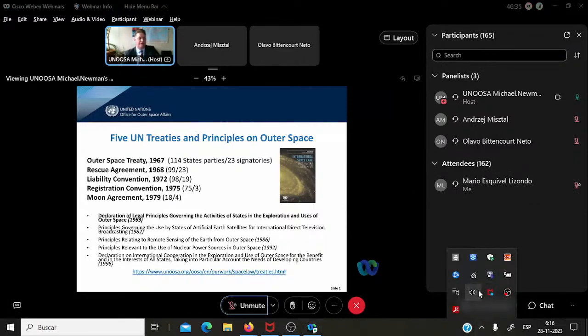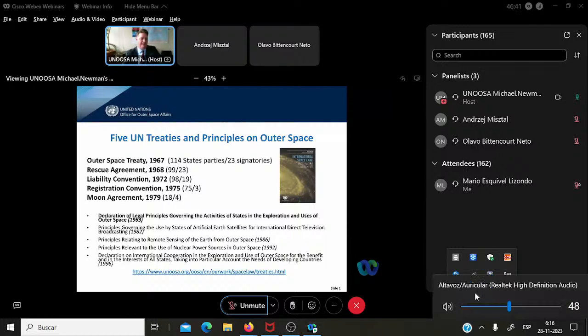There are 114 states parties to that now. You can see our treaty booklet here, and that's, of course, the link down below. You can see that on our webpage and download that booklet. It has all of these instruments in it, as well as some others that I'll be going through. Of course, the Rescue and Return Agreement in 1968 came shortly thereafter, the Liability Convention, the Registration Convention, and of course the Moon Agreement.